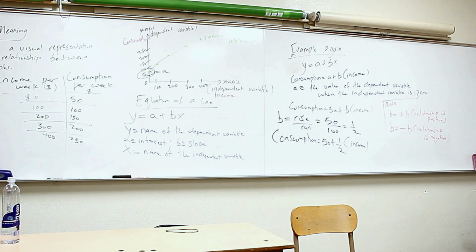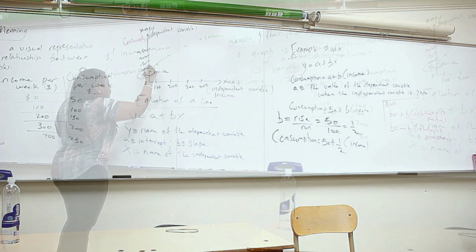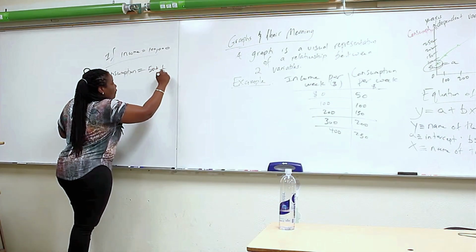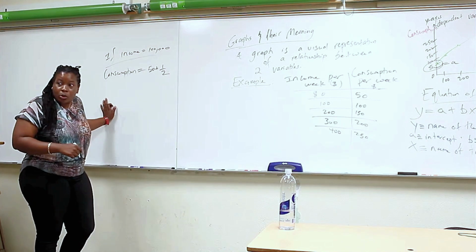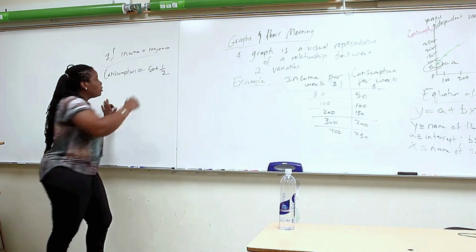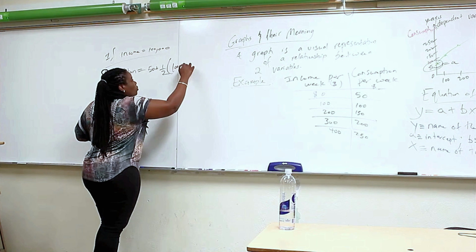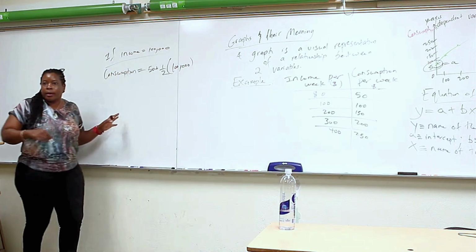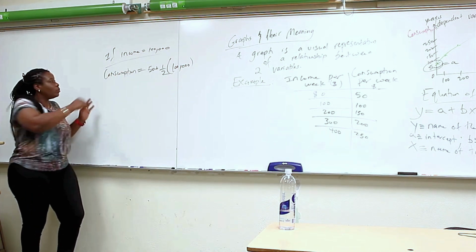Find the name of the Y. Find the name of the X. Get your a. If you get confused, remember, it's where it crosses the Y-axis. Rise over run, that's the slope. Positive sign if it was a positive relationship, negative sign if it was a negative relationship. 50 plus a half. But now I just told you that the income was 100,000. So now income is 100,000. That's how we plug in there. Yeah?